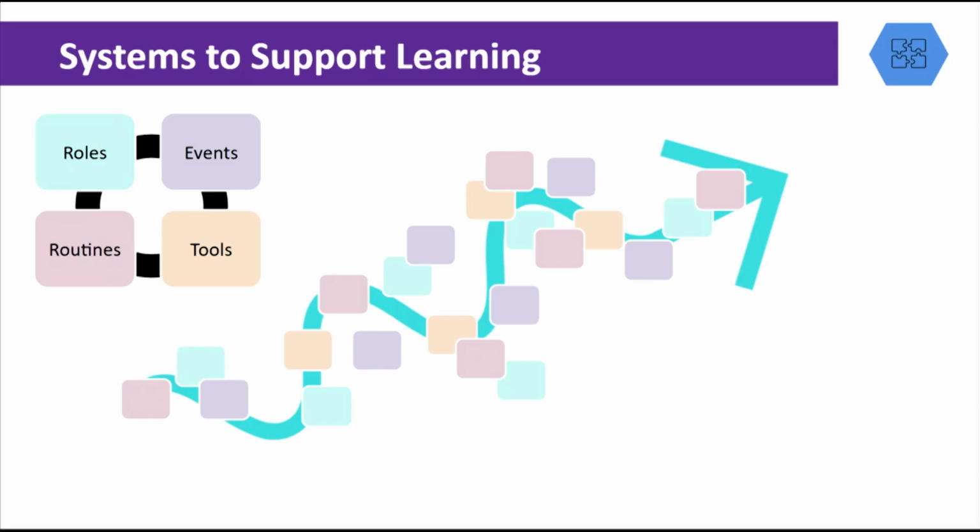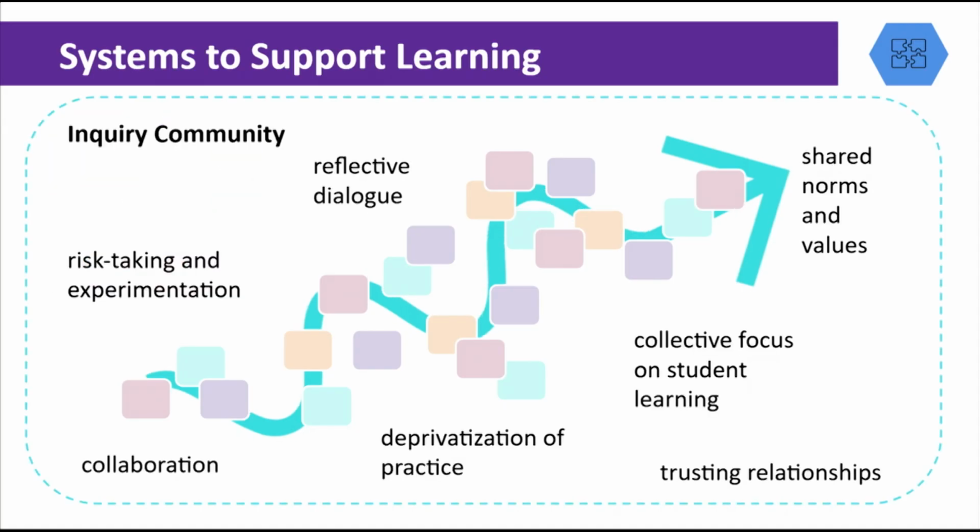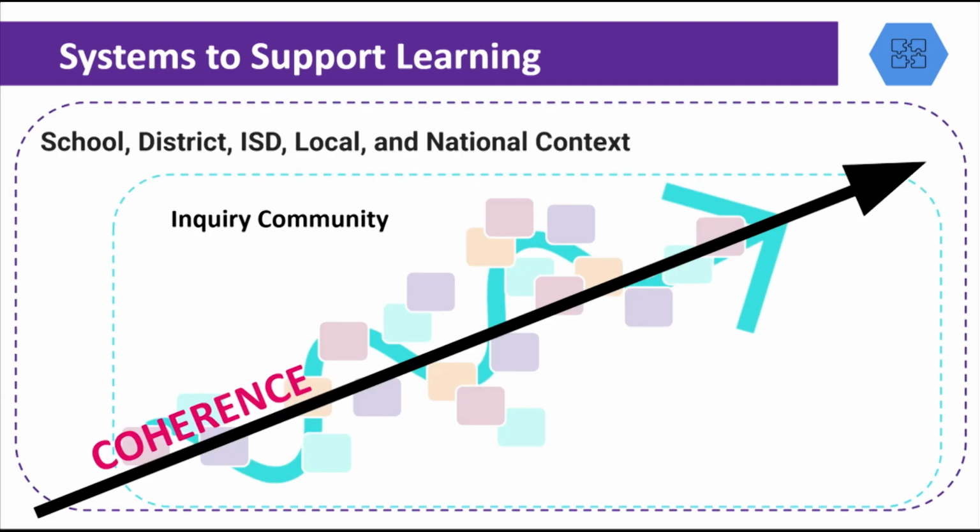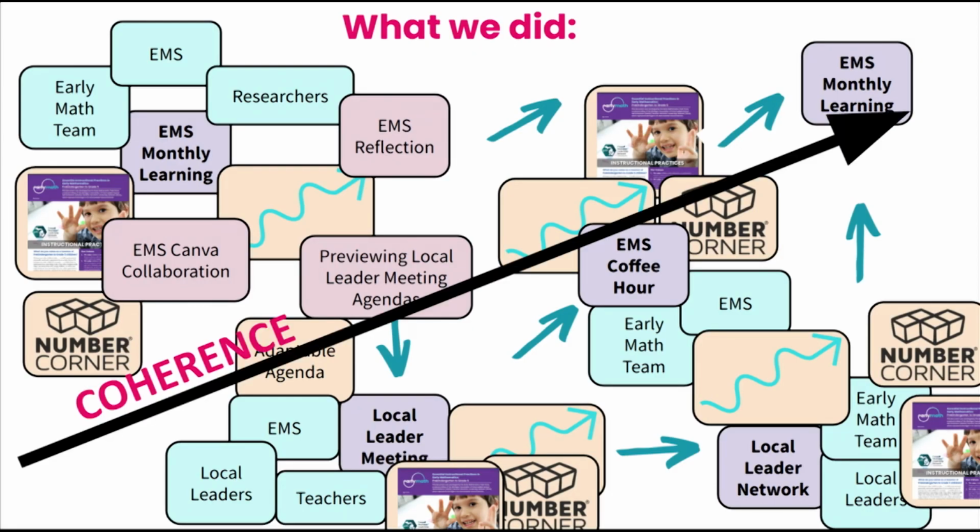This is what supports people to move along the trajectory. Having roles, events, routines, and tools over time connected to each other in coherent ways, okay? And there you see the coherence. The coherence has to be across all of these things in terms of who is there. That's part of creating coherence. If leaders are in multiple spaces, that creates coherence. If the same tools are being used, that creates coherence. If we're all talking about learners on the trajectory, that creates coherence.